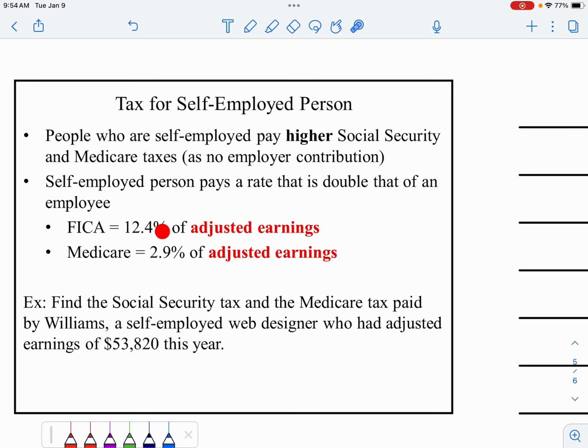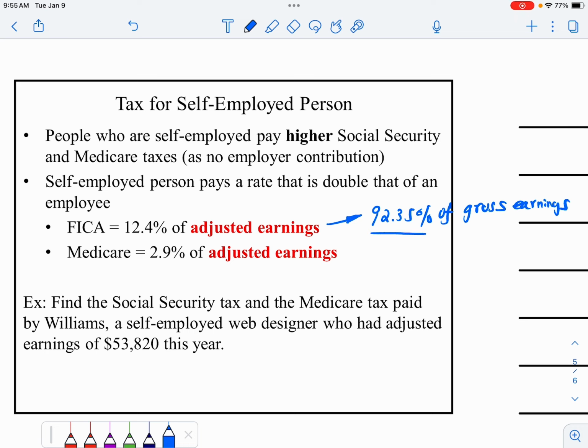Therefore you will not be surprised to see 12.4%, which is double the 6.2%, and 2.9%, which is double the 1.45%. Now it won't be tax on the total earnings. It will be tax on the adjusted earnings, which usually, even though our book doesn't mention that, is 92.35% of the gross earnings.